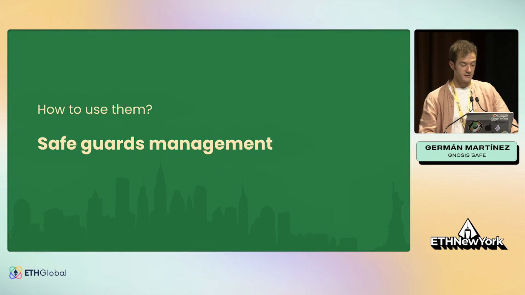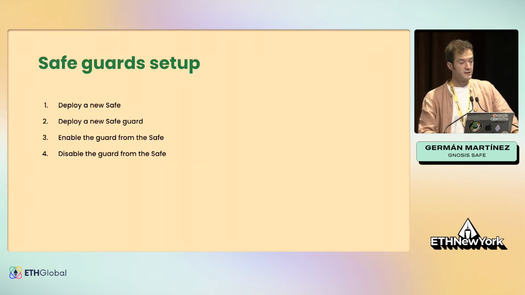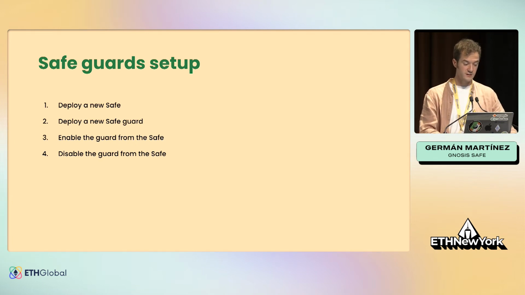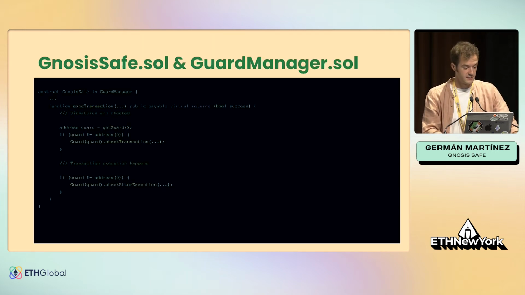Now let's see a little bit how to use the safeguards. Equally to the safe modules, we can have a safe deploy a safeguard, enable a guard into the safe, or disable it. The difference is that safes only allow to have one safeguard, while we can have multiple modules, but just one safeguard.